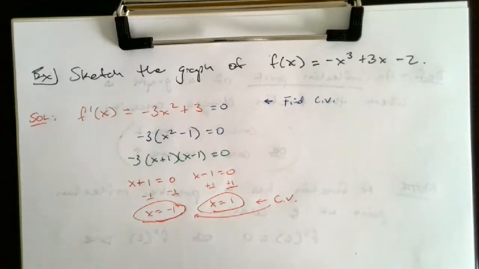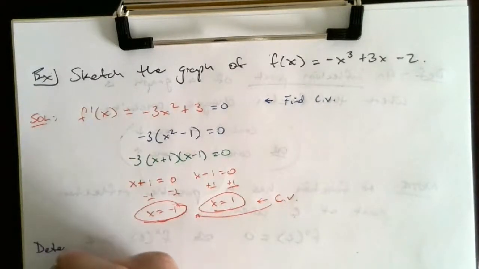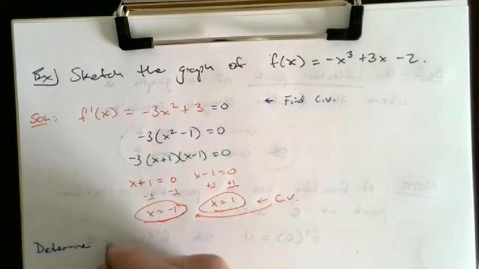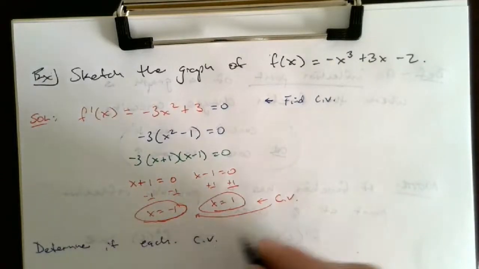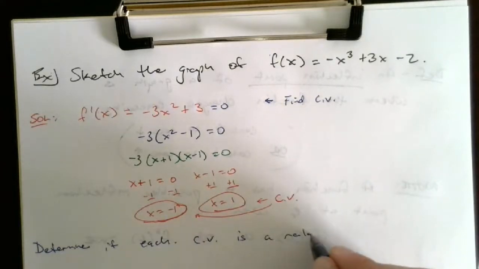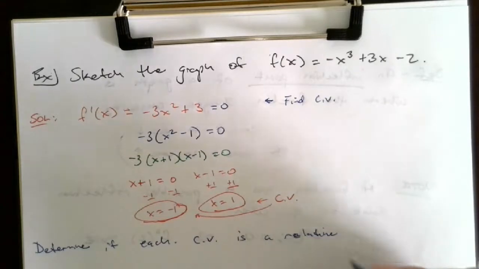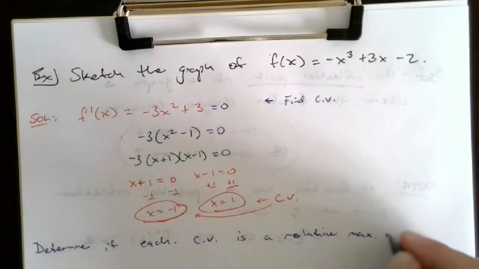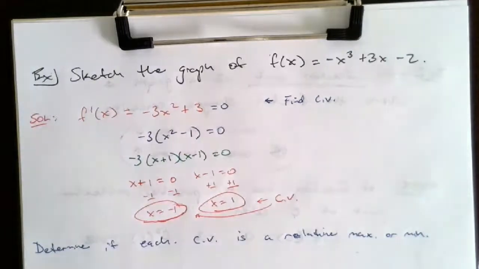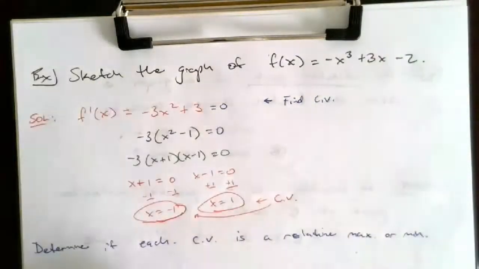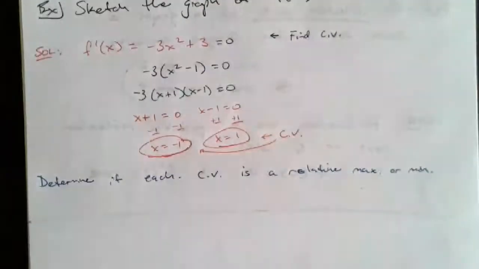Now the next thing you want to do when you're trying to graph is determine if each critical value is a relative, right? Remember when we say relative, it also can be called local. So a relative or local, max or min. Now, it might be neither, right? But this is what we're going to do next in terms of our choices when we go to graph.